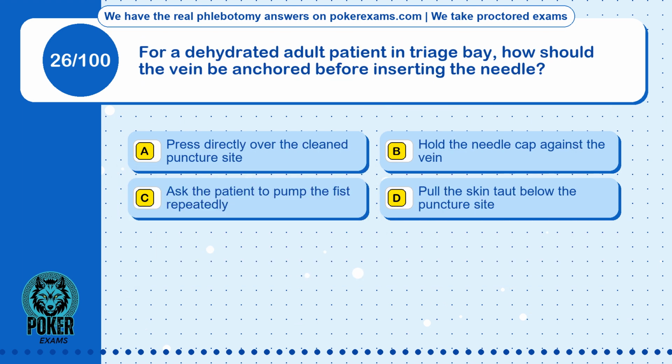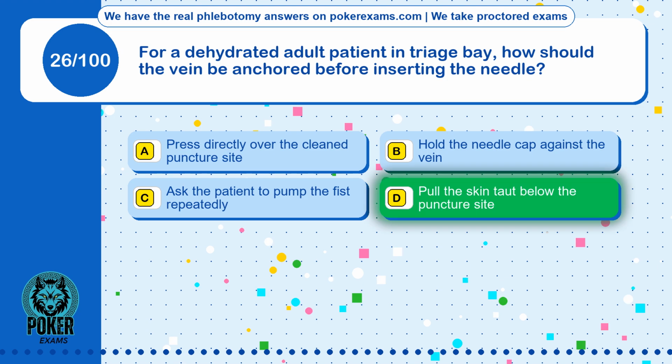Question 26. For a dehydrated adult patient in triage bay, how should the vein be anchored before inserting the needle? Option A, press directly over the cleaned puncture site. Option B, hold the needle cap against the vein. Option C, ask the patient to pump the fist repeatedly. Option D, pull the skin taut below the puncture site.